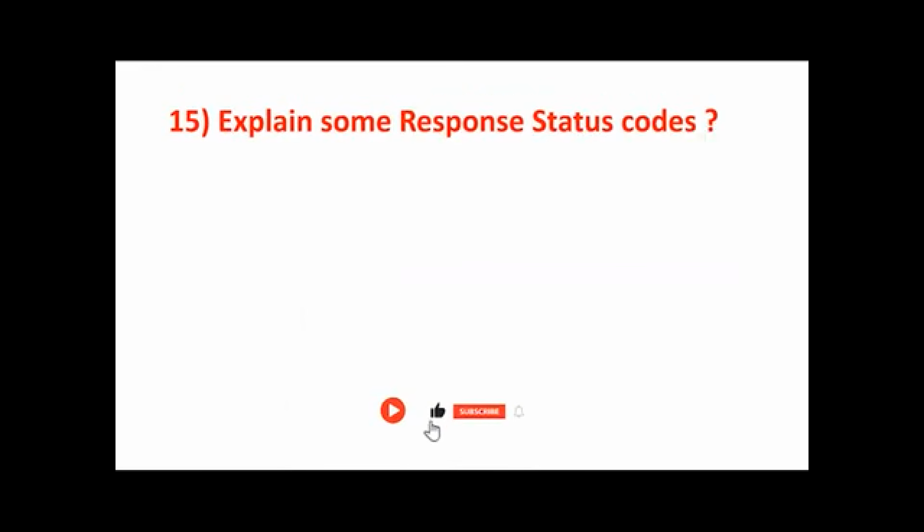In the parameter, we can mention exception types like UserNotFoundException, InsufficientBalanceException, and so on. Explain some response status codes. This is also a mostly asked question in real time.